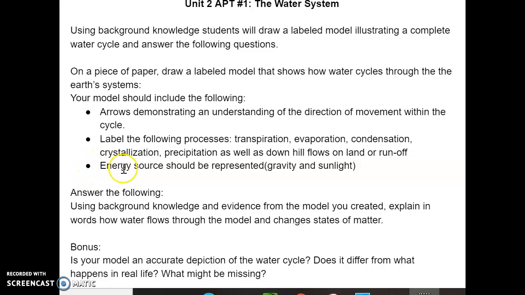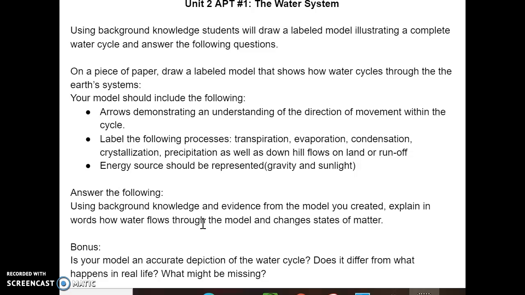You also need to include your energy source, and it needs to be represented in gravity and sunlight because those are both energy sources. And then you need to answer the following. Using background knowledge and evidence from the model you created, explain in words, so you should be typing a paragraph or writing a paragraph neatly about how water flows through the model and changes states of matter. Remember, paragraphs have more than one sentence. They're usually 3 to 5, 6, 7, 8 sentences.